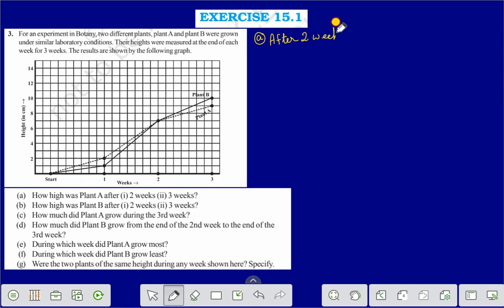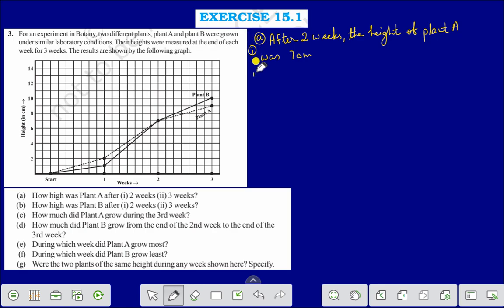After two weeks, the height of plant A was, let us find, it is first week, second week, this one is 7 centimeter. This was 7 centimeter. This is for question number 1.